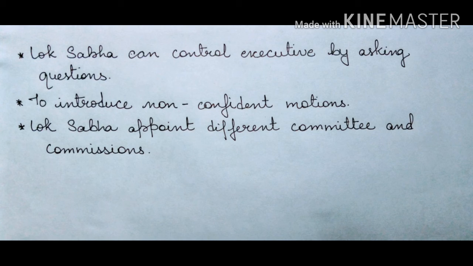That means it also has the power to appoint different committees, to establish different commissions, and to consider the reports that will be provided to them. That means there can be different forms of committees and commissions which can be established by the Lok Sabha. For example, you can say the planning commission, then you have different forms like the state reorganization commission, state reorganization committee. Different forms of committees you are going to learn in detail in your class 12. So these are some of the powers of the Lok Sabha. Next we are going to do the powers of the Rajya Sabha.